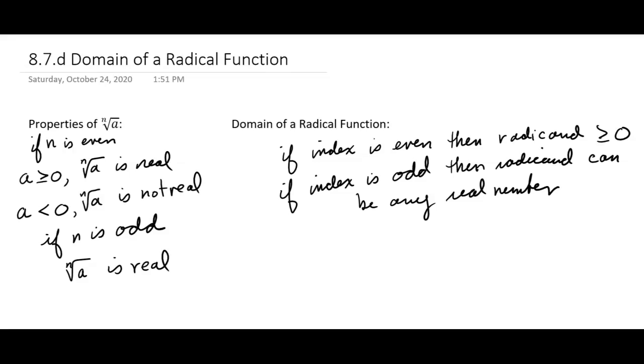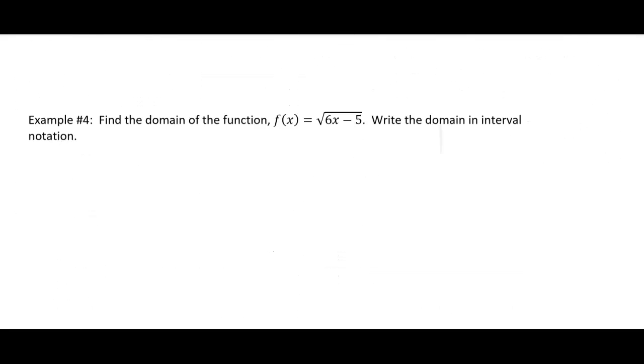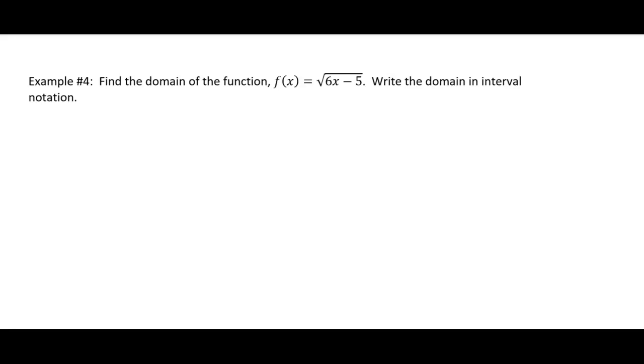Okay, so what they want us to do is find the domain of a radical function. And it's this part up here that's going to be important to us. So an example says find the domain of the function f of x equals the square root of 6x minus 5. Write the domain in interval notation. Okay, so this has an even index because it's a square root. So the index is 2.